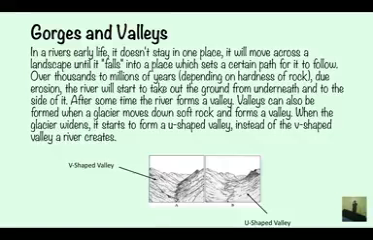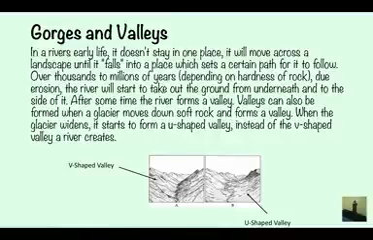Gorges and valleys. In a river's early life, it doesn't stay in one place. It will move across the landscape until it falls into a place which sets a certain path for it to flow. Over thousands to millions of years, depending on the hardness of rock, due to erosion, the river will start to take ground from underneath it and to the side of it. After some time, the river forms a valley.